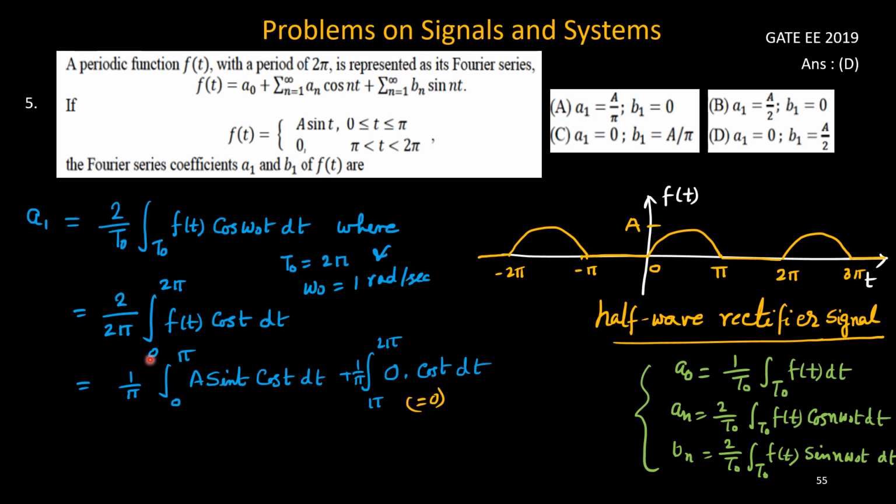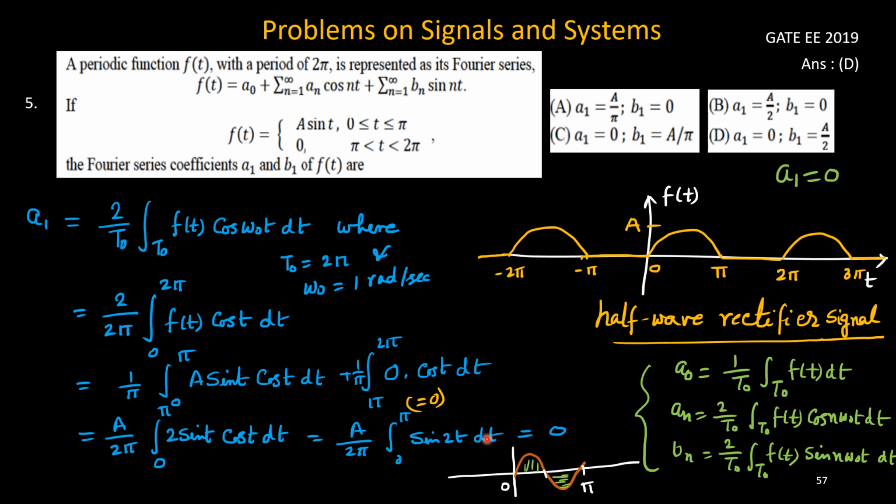Now the constant factor is 1 upon pi, so this is a upon 2 pi. I'll multiply by 2 here and 2 here, so I get sine of 2t. The integration of sine of 2t from 0 to pi has the value 0, because from 0 to pi the frequency is double, so you will get a full wave here. So the total area under the curve will become 0. Thus a1 will become 0.